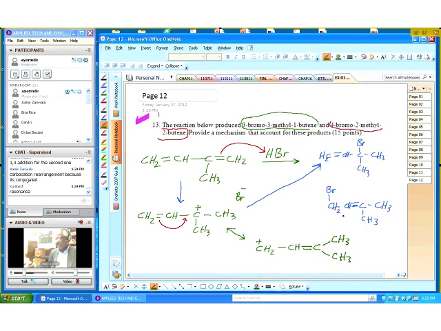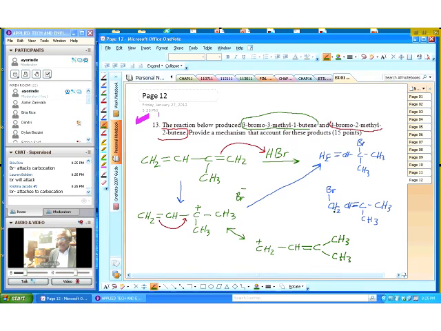Now what is going to happen now? Can we now explain the formation of this product? What happens next? We have formed this carbocation now as a result of resonance or rearrangement. So what are we going to do next to get this product?